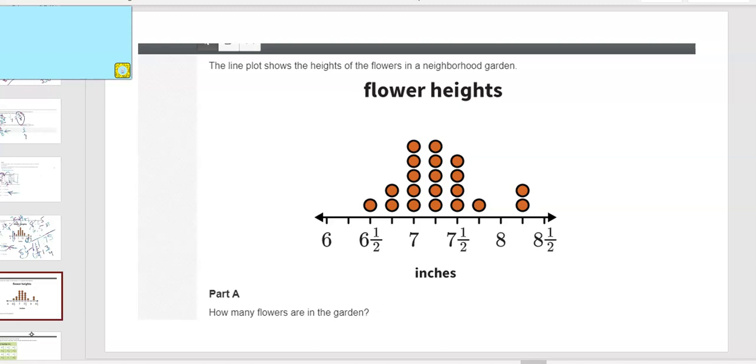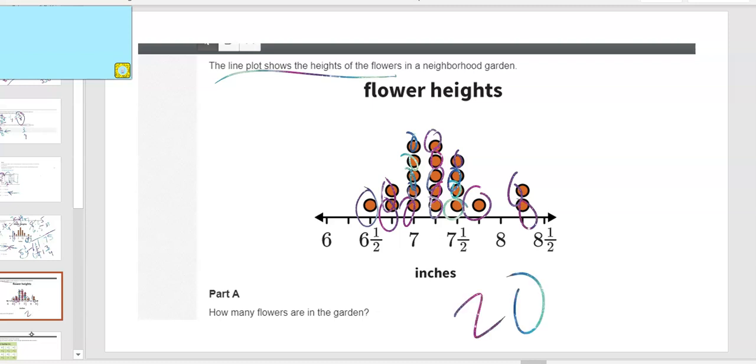How many flowers are in the garden? If these are the heights of the flowers, you just say 1, 2, 3, 4, 5, 6, 7, 8, 9, 10, up to 20.